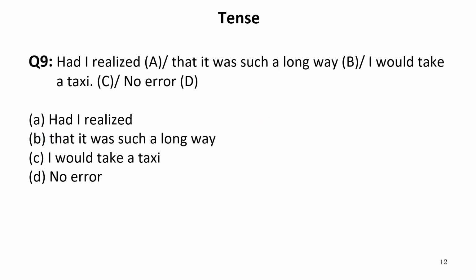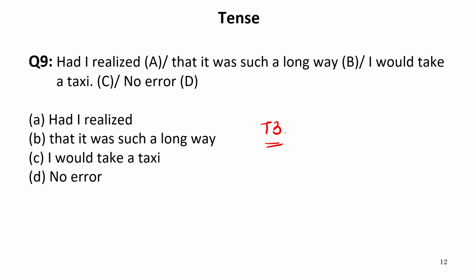Now let us move to the next one. Had I realized that it was such a long way, I would take a taxi. Now again, this is type 3 condition. The rules of type 3 conditions are, the first clause, that is immediately after if, should be in past perfect tense, that is subject plus had plus verb third form, and the remaining clause will be in a structure of subject plus would plus have plus verb third form.